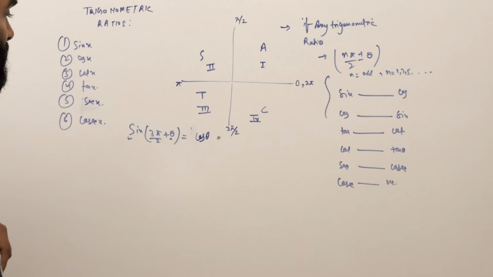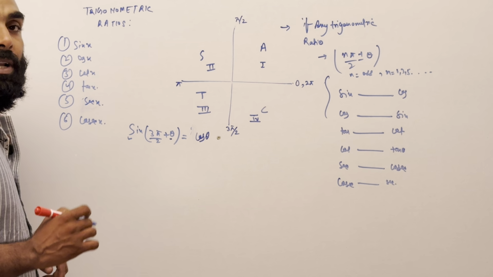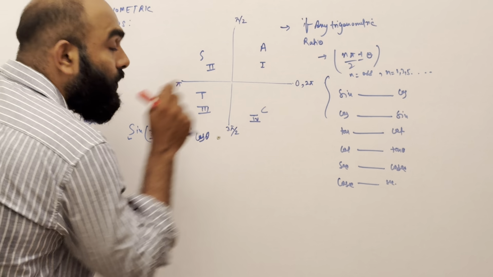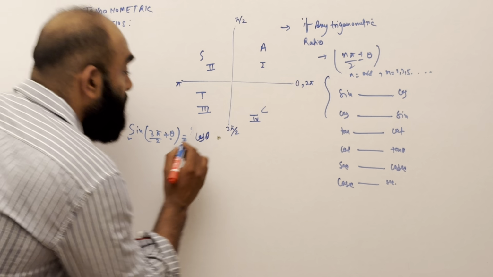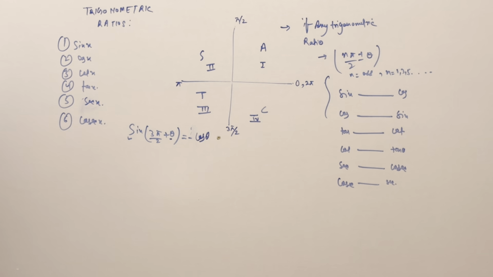Clear? Now see, sine of 3 pi by 2 minus theta. Which quadrant? Sir, right now in the fourth quadrant, and in the fourth quadrant sine is negative. So I will write minus cos theta. Clear? Tell me.